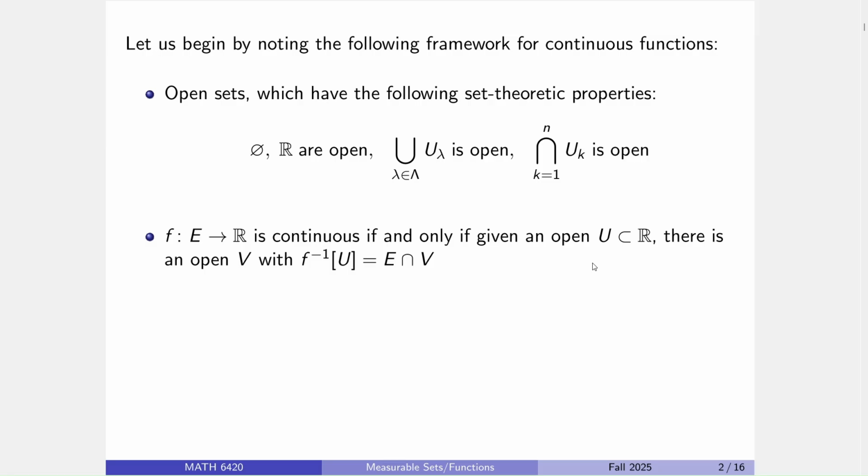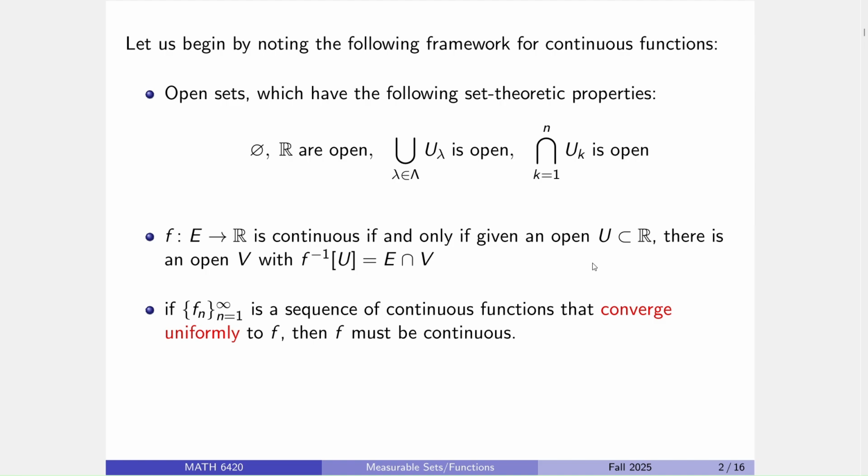And continuous functions are precisely those whose inverse images of open sets behave nicely. Specifically, the inverse image of an open set is the domain intersected with some other open set. Another way of thinking of that is that the inverse images of open sets are open within their domain. And the third thing is what we just recently demonstrated: if you have a sequence of continuous functions and they converge uniformly, then the limit is continuous. We noted that you need the uniform part there. Pointwise does not ensure continuity.